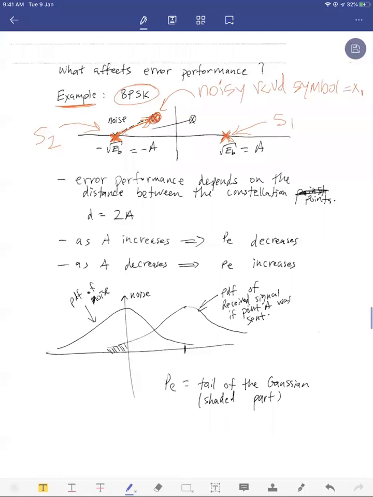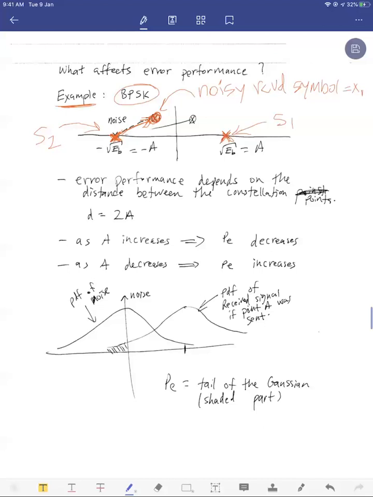S2. Yeah, so people are saying S2. Can I ask why? Closer to the S2 point. Exactly. X1 is closer to S2 than it is to S1. So if noise pushes you around, it looks like choosing the closest point is good, right? It seems like a very natural thing to do. And it turns out that that's optimal.